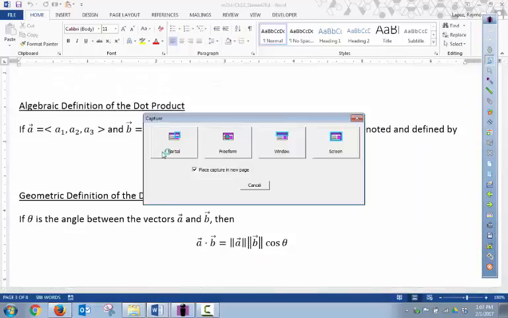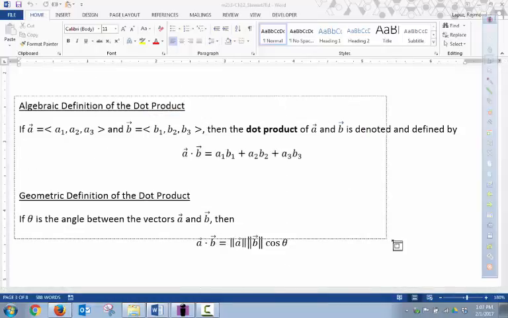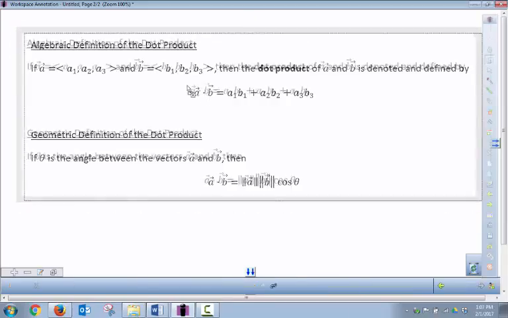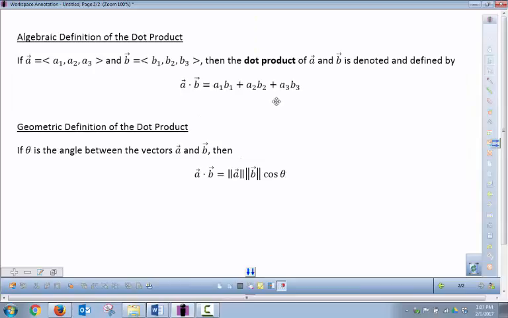So I'll put the algebraic definition and the geometric definition of the dot product in 2 or 3 dimensions, or 5 or 7 dimensions, whatever dimension you need to be in. So A and B are vectors. The dot product will be the product of the components, component by component, and then you add them all up.